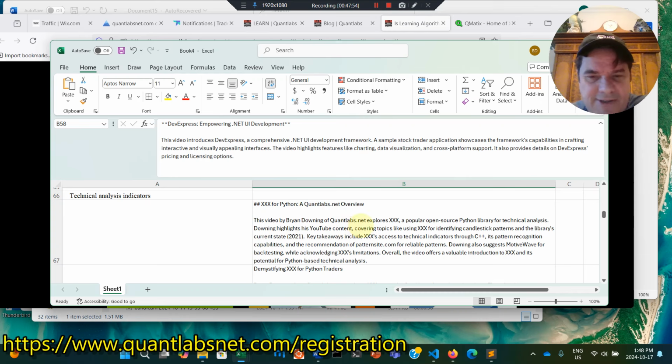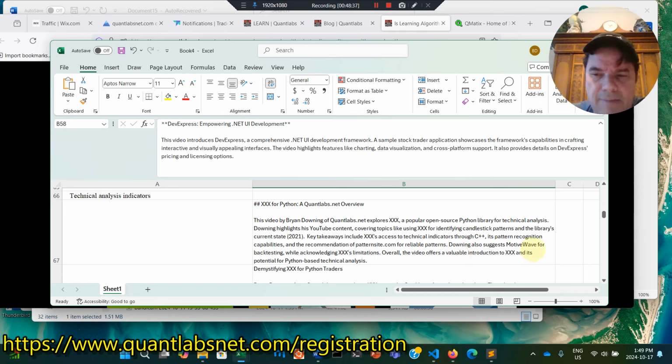Okay. So again, this library is open source. It's an open source Python library for technical analysis. It identifies candle patterns, current state, 2021, so it's still current for sure. Key takeaways: access to technical indicators through something like Python, though it's written in C++. It's pattern recognition, a recommendation for patterns. So patternstate.com, if you're into knowing what works on probability, this is an excellent resource, just so you know.